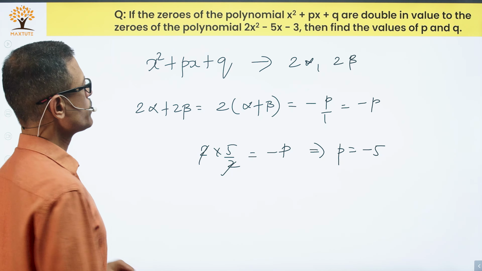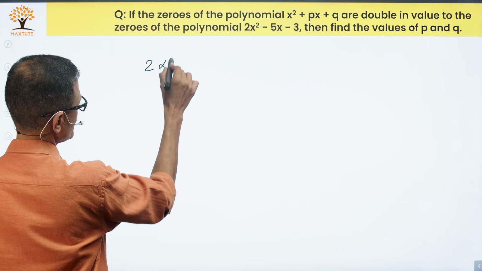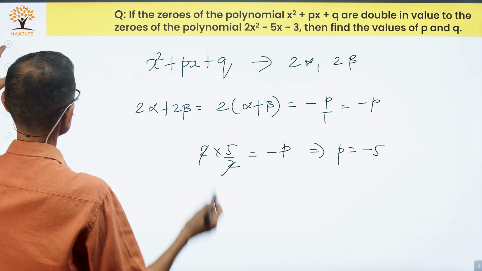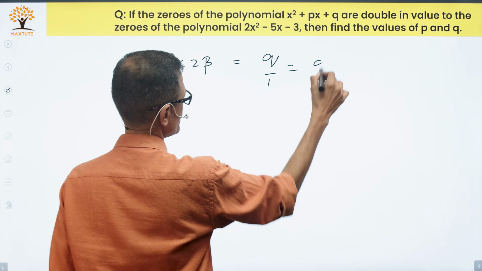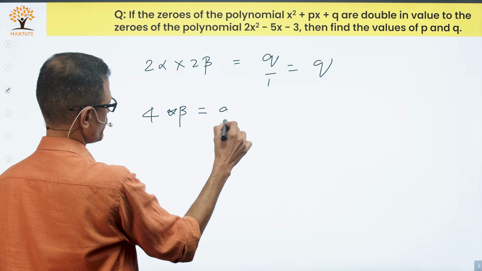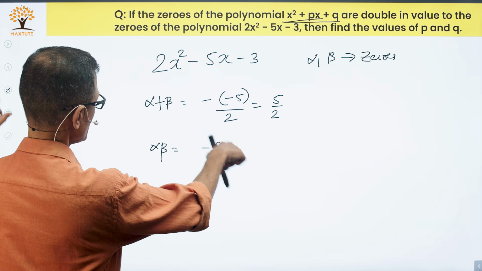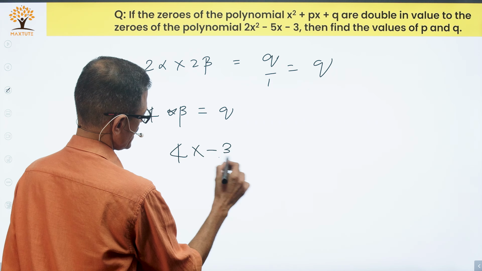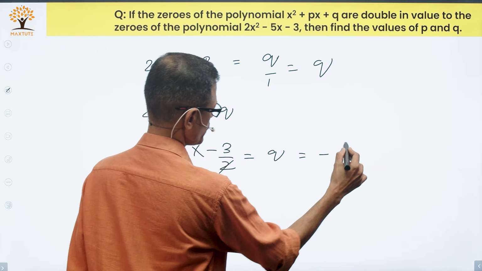Let's find out the value of q. Essentially, we know that the product of the zeros is equal to 2 times alpha times 2 times beta, because the zeros are basically 2 alpha, 2 beta, which is c by a, which in our case is going to be equal to q by 1, which is equal to q. This translates to 4 alpha beta is equal to q. Do we know the value of alpha beta? Yes, we have the value of alpha beta to be equal to minus 3 by 2. Plug that in here. So 4 times minus 3 by 2 is the value of q. The 2 cancels out, and 2 times minus 3 is equal to minus 6.